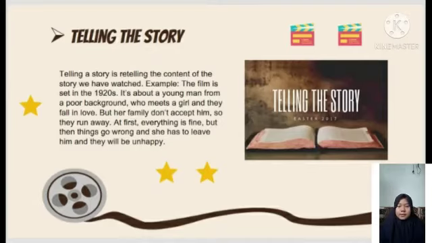The seventh, telling the story. Telling a story is retelling the content of the story we have watched. Example: the film is set in the 1920s. It's about a young man from a poor background who meets a girl and they fall in love. But her family don't accept him, so they run away. At first, everything is fine, but then things go wrong and she has to leave him and they will be unhappy.